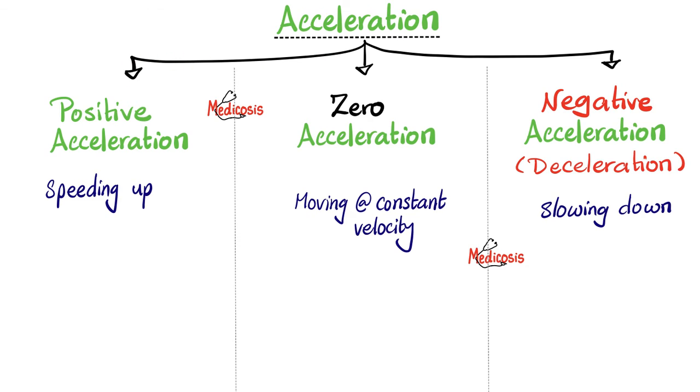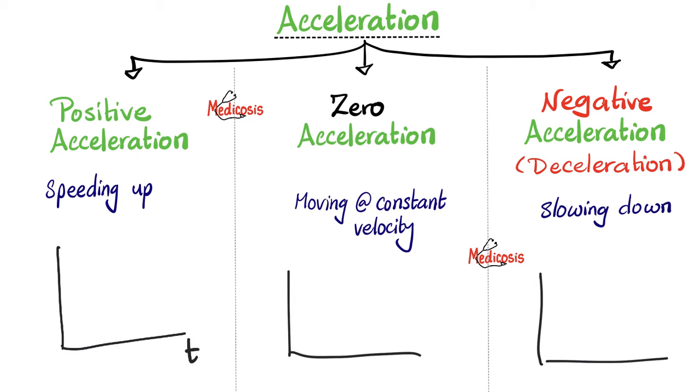Acceleration types. There is positive acceleration when you're speeding up. There is negative acceleration or deceleration if you're slowing down. But what if I'm moving at constant velocity, neither speeding nor slowing? Then this is called zero acceleration. Let's draw a graph for each. Here is the time, and it's called change in velocity over change in time. So v and t. Amazing.